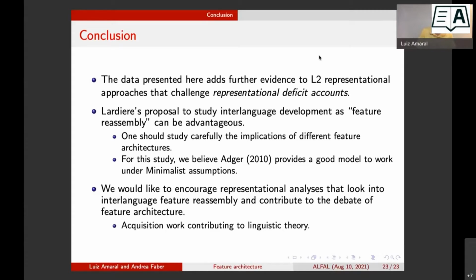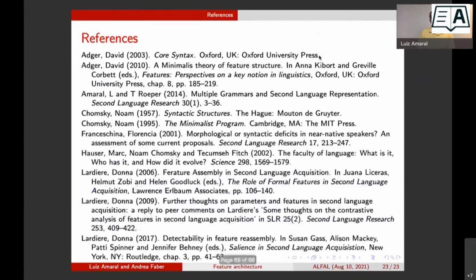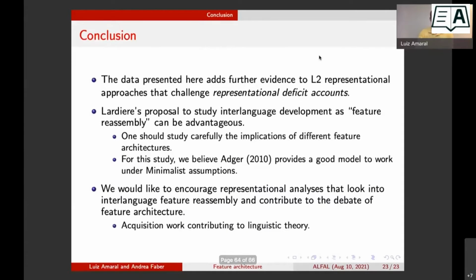Obviously, there is much work to be done, but we would like to see more explicit claims in terms of the specific feature architecture. Thank you very much, and this is all I have for today.